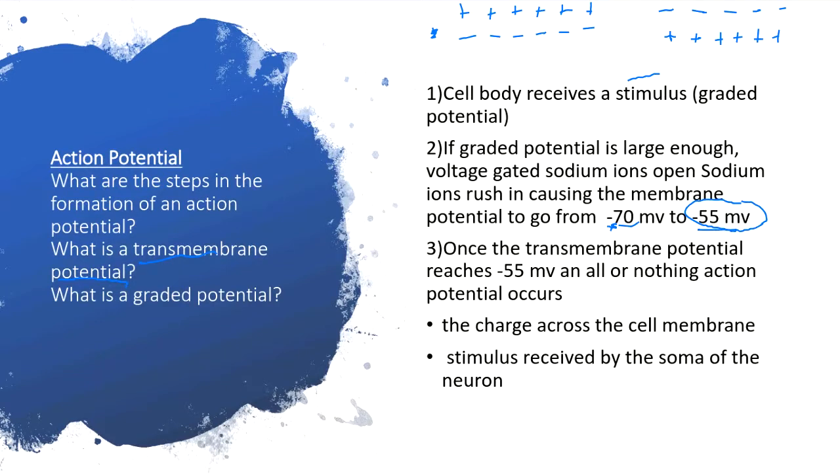What is a graded potential? This is the stimulus received by the soma, or the body of the neuron. So whenever you hear graded potential, don't think of the axon, think of the body. The body receives the signal. If it is big enough, it will carry it to the axon hillock. I should have a picture of a nerve on the next slide. Then at this axon hillock, once the graded potential is big enough, it causes the transmembrane potential to change, sodium channels open up, and the action potential is elicited. The action potential has to do with the axon itself.